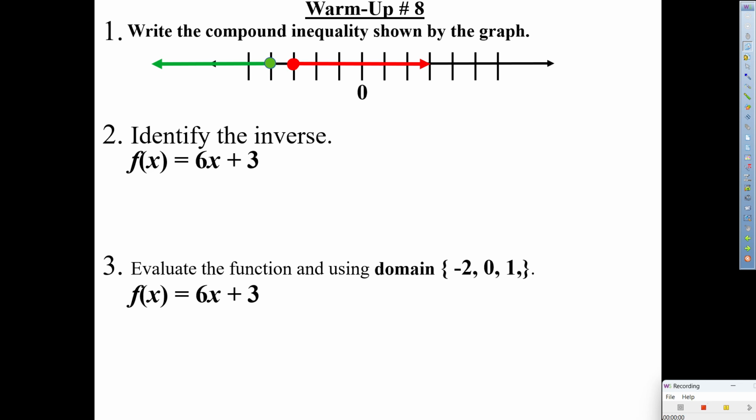Warm-up number 8 is on the screen. Let's get started, please. By now, it's Wednesday. You should be able to do all 3 of them by yourself. Okay, I'll give you guys some time. Copy and go.